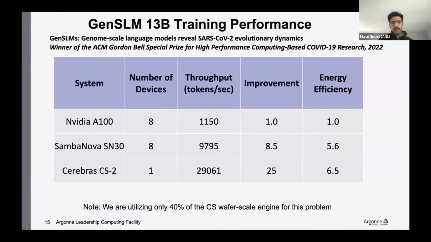If you look at the throughput, we are able to see that at least on the SN30 and CS-2, we are seeing a pretty high improvement in throughput when we compare against the A100 as a baseline. And even the last column here shows the energy efficiency, so these systems are able to yield energy efficient runs as well. Again, this is one quick example.